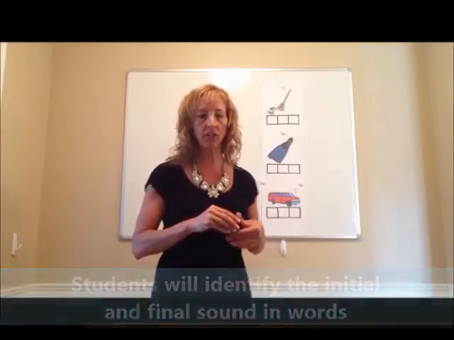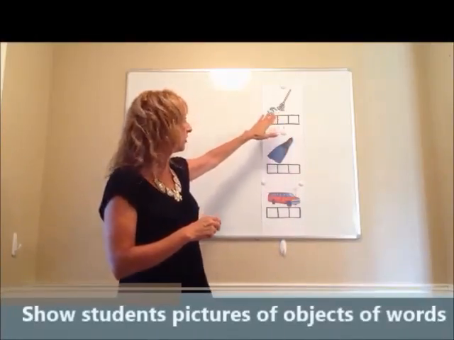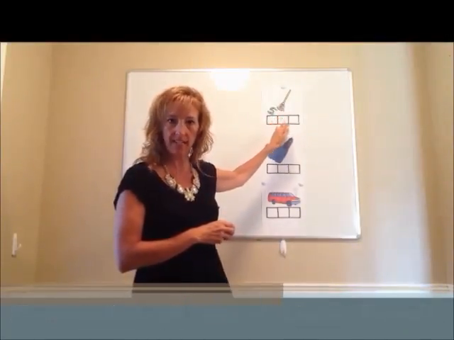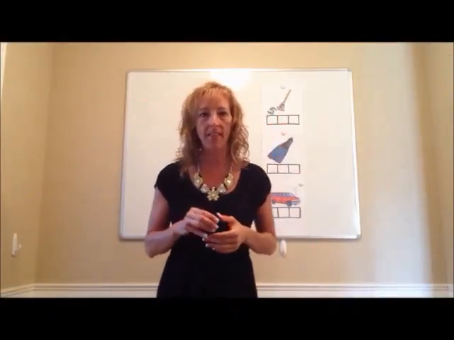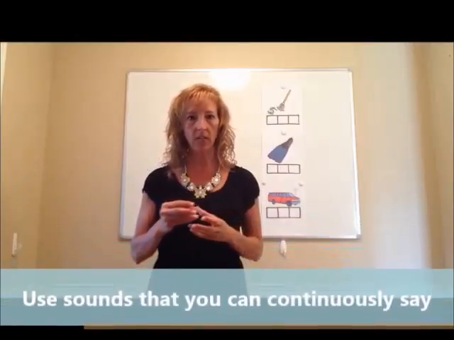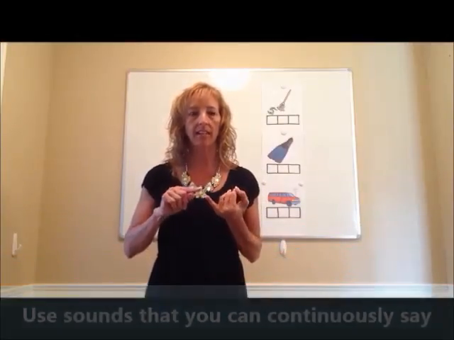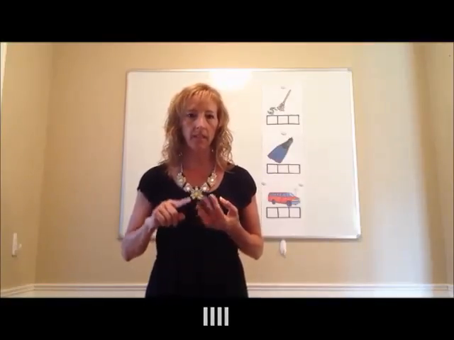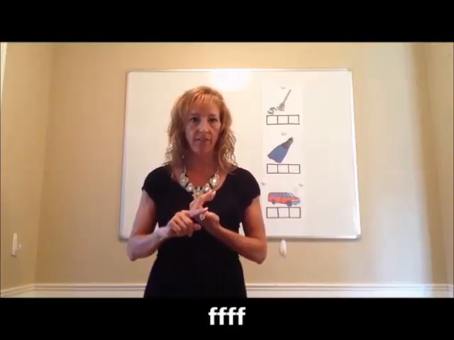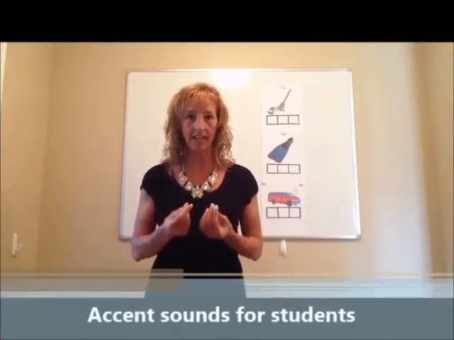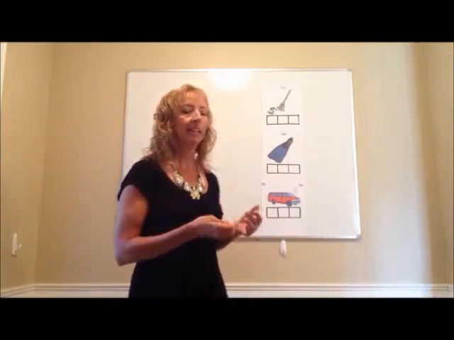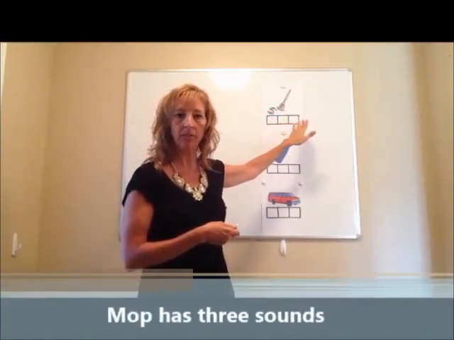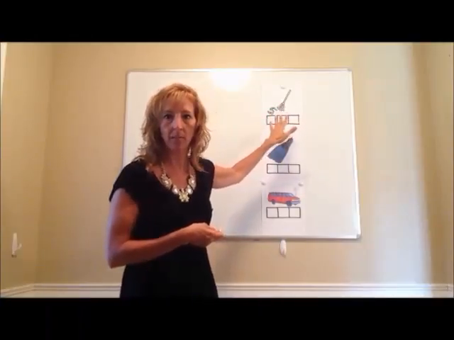Show children pictures of objects, of words that have 3 sounds and they have an initial continuous sound in the beginning. What I mean by that are sounds that you can continuously say. So they're sounds like s, o, z, f, so that you can really accent those sounds for students. Let's start with the word mop. Mop has 3 sounds and it has a continuous sound in the beginning.